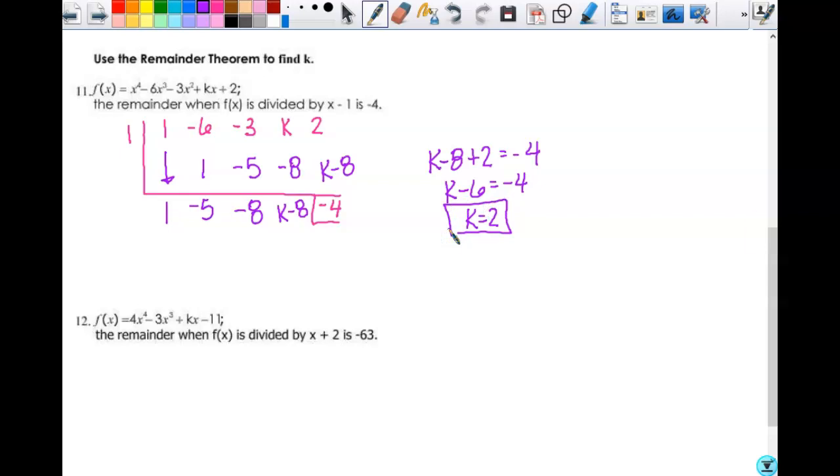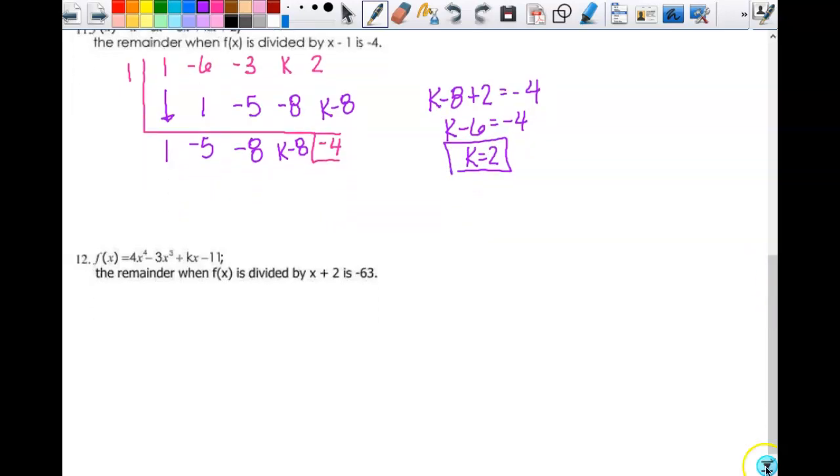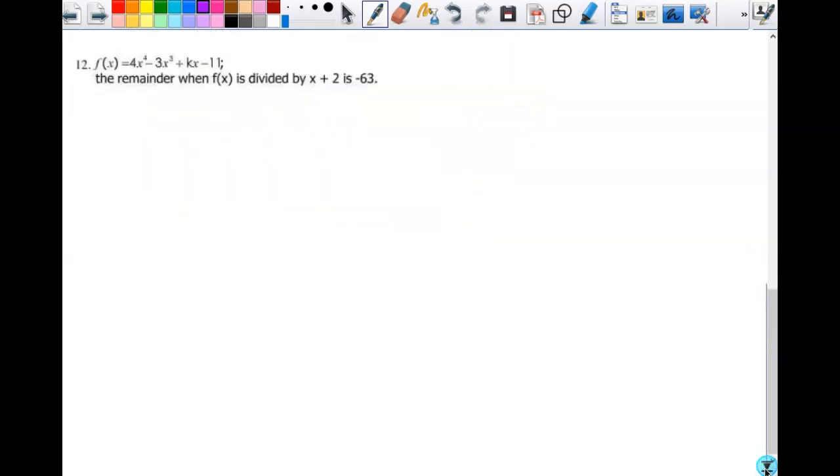All right, so we're going to do another one of those. So dividing by negative 2. This is a 4th degree. 1, 2, 3. I only have 4 terms, so I'm missing one. I got to pay attention to this. So I've got 4. This is my x cubed term. I do not have an x squared term, so I need a 0 there. And then k, and then negative 11. And then my remainder is negative 63.